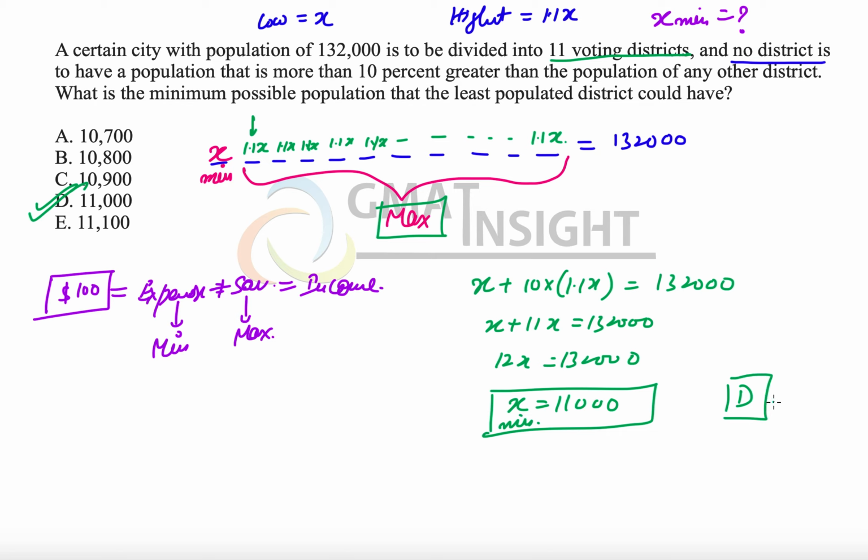option D. I hope you enjoyed this explanation, and remember, the maximization and minimization rule is entirely based on the same example that we discussed here.